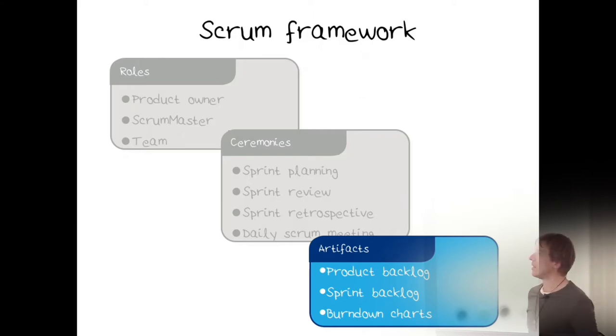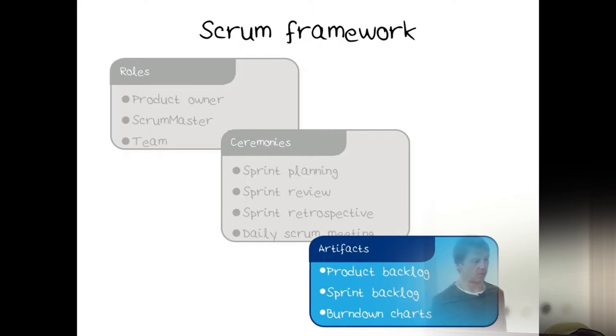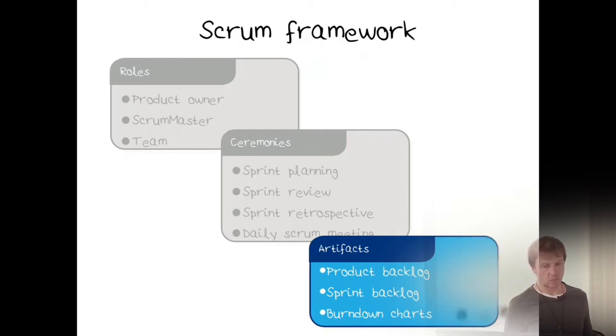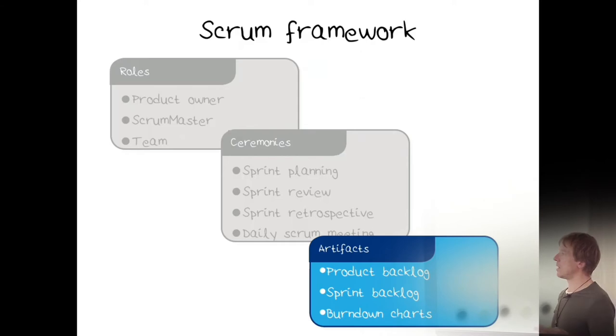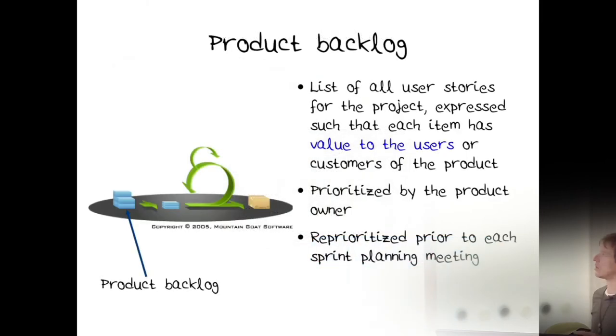Okay. So let's continue. So we did the roles in Scrum, the Scrum Master, the team, and the product owner. And we had the ceremonies, the planning, the review, the retrospective, and the daily Scrum. And now we're going to go through the three artifacts that will be created throughout this process.